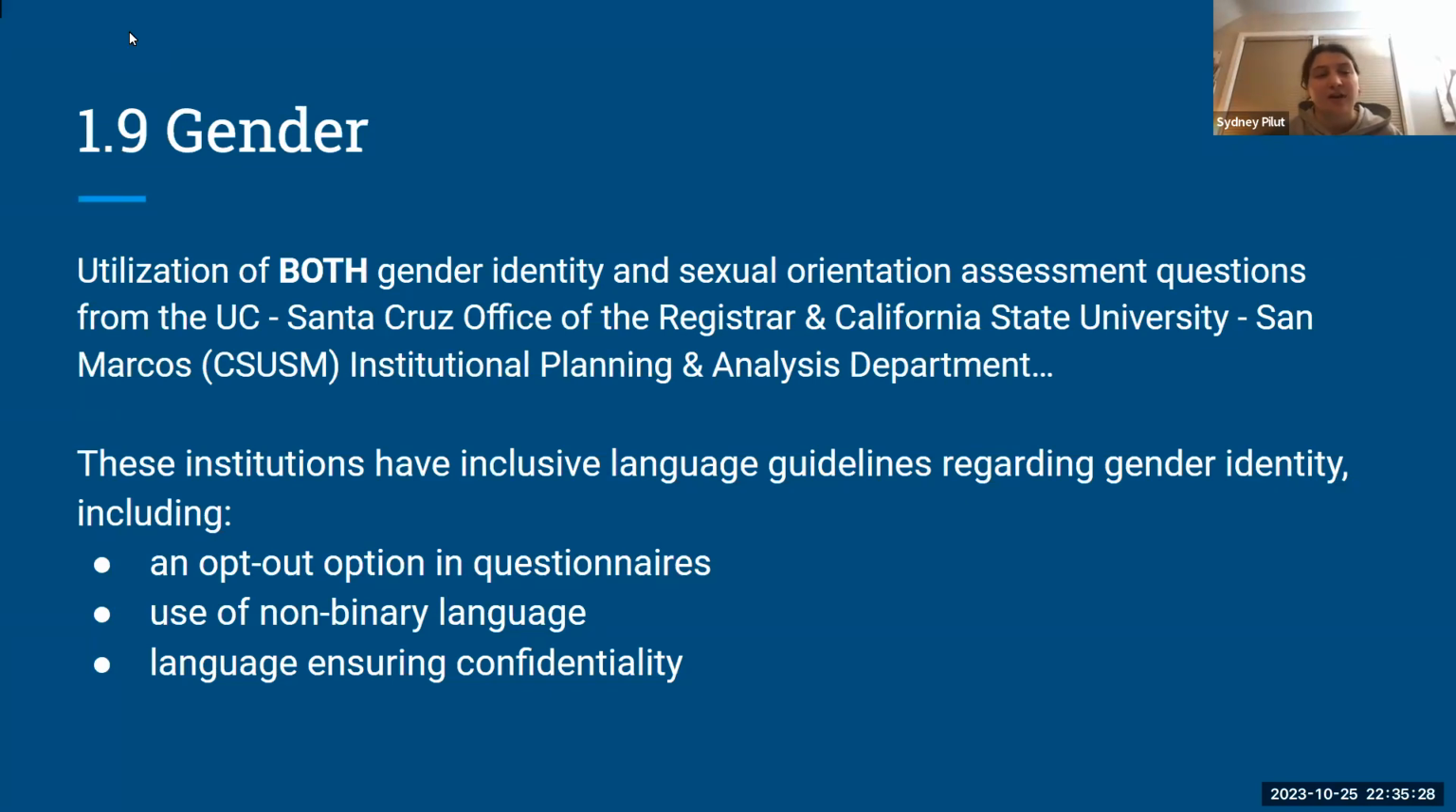And the most important part I found about these was that these institutions have inclusive language guidelines regarding gender identity. And some of those guidelines included that there's an opt-out option in questionnaires in case students don't feel comfortable. It also uses non-binary language, so it doesn't just follow the gender binary, and it uses more inclusive language. And lastly, the language ensures confidentiality. So it reminds students that sometimes the feedback they're giving goes in aggregate and it doesn't get reported. And if it's not in aggregate, it's protected, and that their feedback is not going to be used against them if they feel that it could be in a space that they exist within.